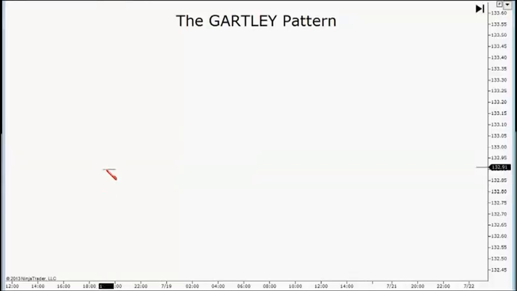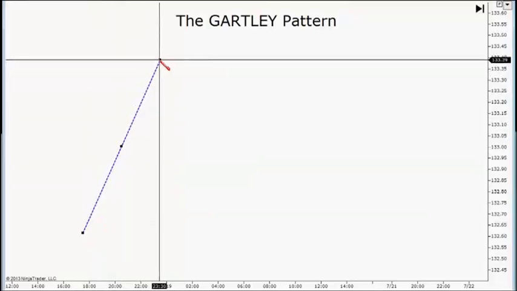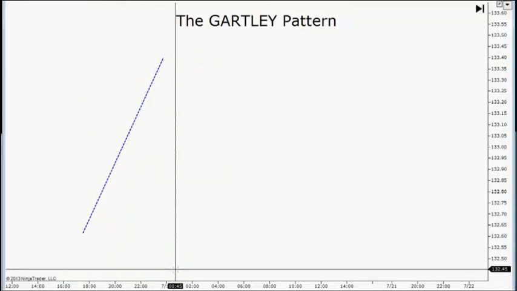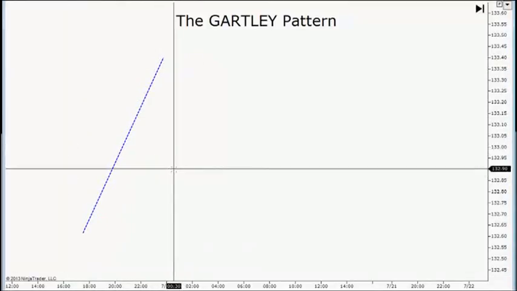All right, let's talk about this. A Gartley pattern. What's the first thing that we need? Need that anchor leg, don't we? Need a little anchor leg. Okay?